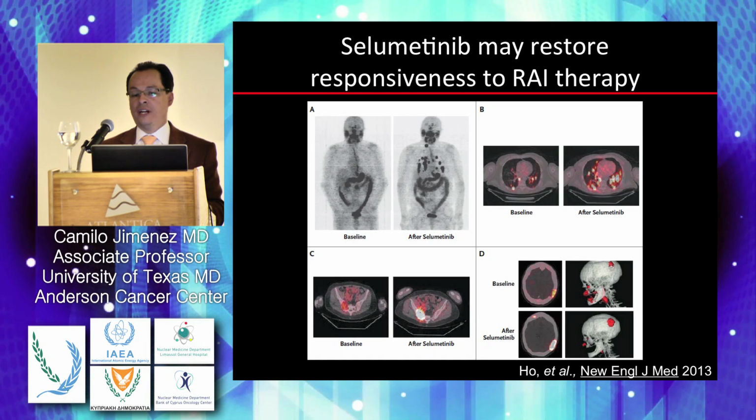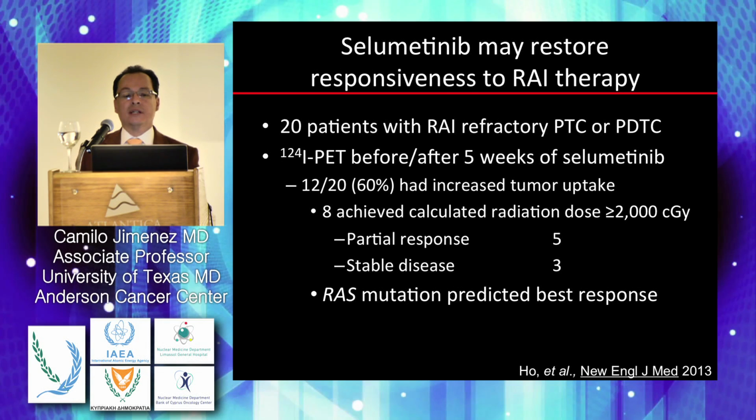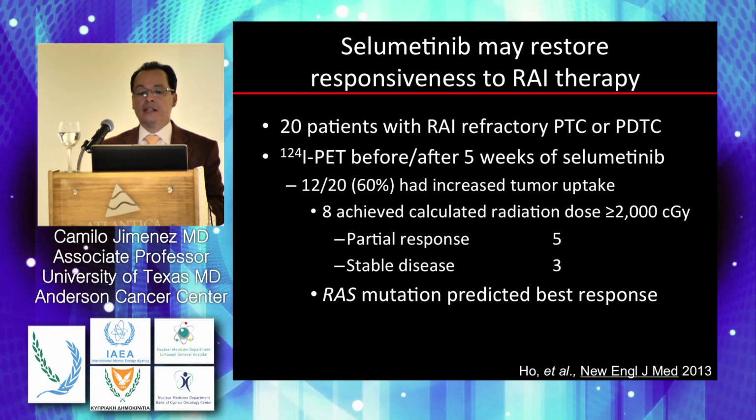You can see also that in some of the bone metastases that the patient had in the skull and the head area, as well as in the pelvic areas. It was very interesting because in this particular study, this is a pilot study, they evaluated 20 patients with radioactive iodine refractory papillary thyroid cancer or poorly differentiated thyroid cancer.